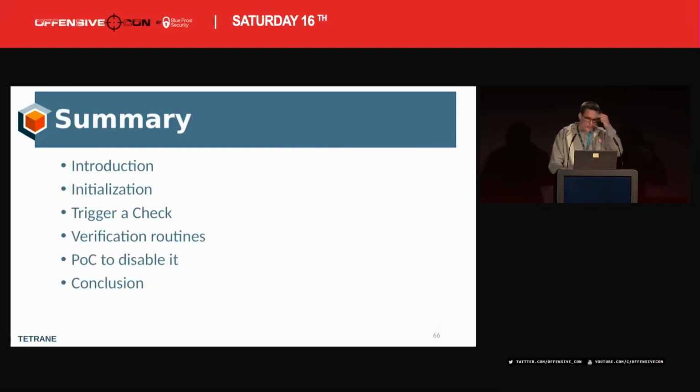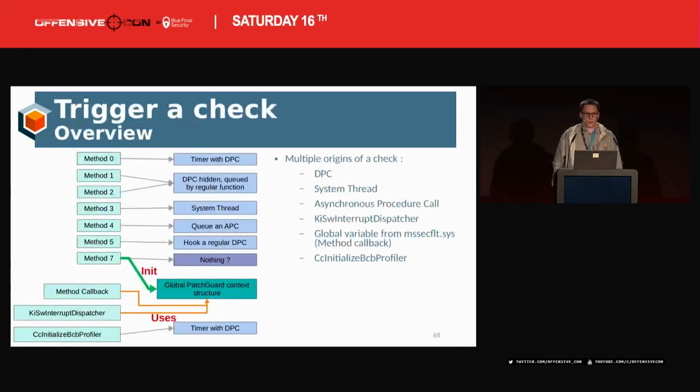So now that we've seen the initialization, let's see how PatchGuard triggers the check. There are multiple ways of triggering a check. We've seen that there is the DPC, the system thread, the asynchronous procedure call, the KiSwInterrupt dispatcher, the global variable from MsSecFlt, and the CcInitializeBcbProfiler. So we'll go with the DPC, which is actually the historical one. Right now it's well documented, but I want to explain it in a comprehensive way.